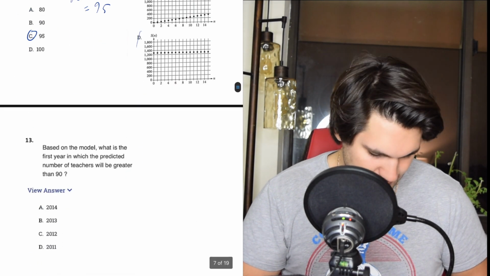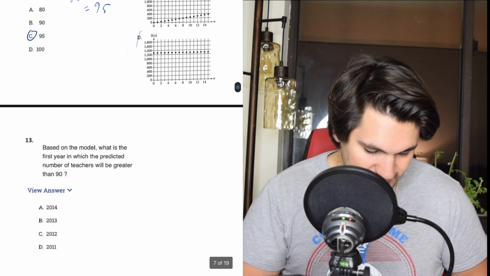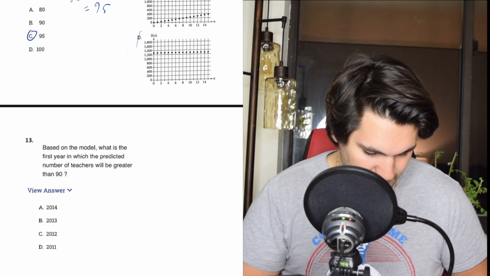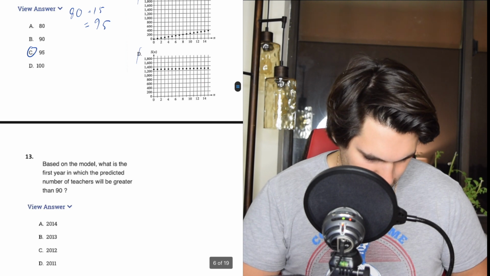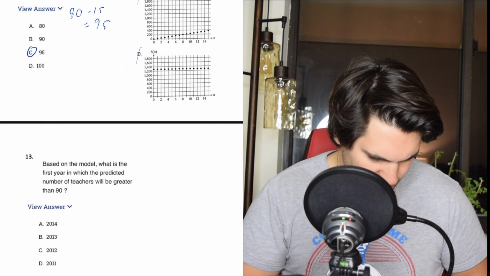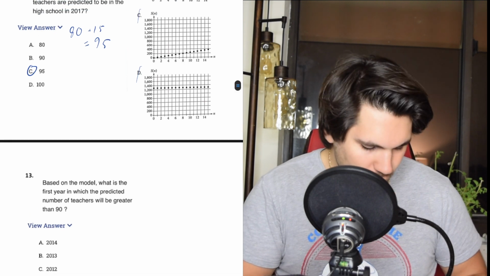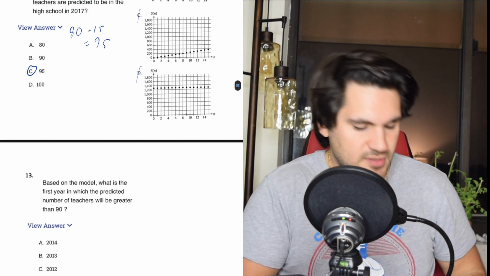Number 13, based on the model, what is the first year in which the predicted number of teachers would be greater than 90? So actually, it looks like, can we use any other information? No, I have no idea. Okay, well, greater than 90 the very first year.